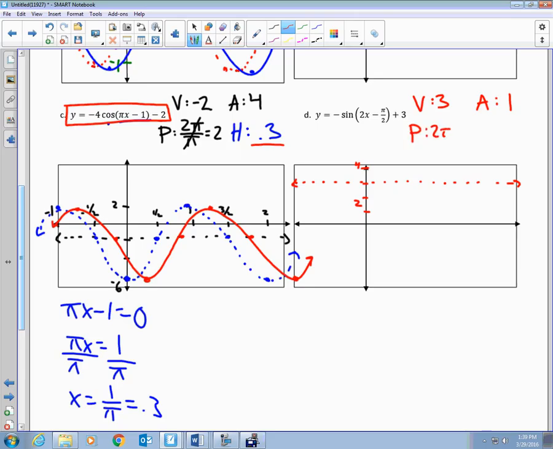The period is 2 pi divided by 2. That gives me pi. So my period is pi. Mark it off, pi. It's pi divided in half, then divide that in half. Now we count: 1 pi over 4, 2 pi over 4, 3 pi over 4. Go back up.